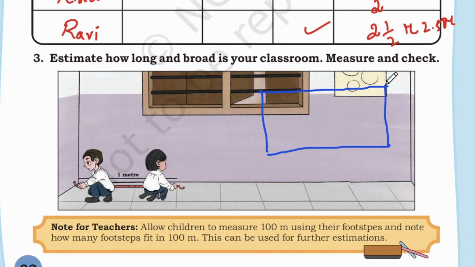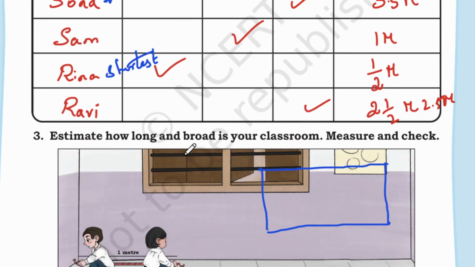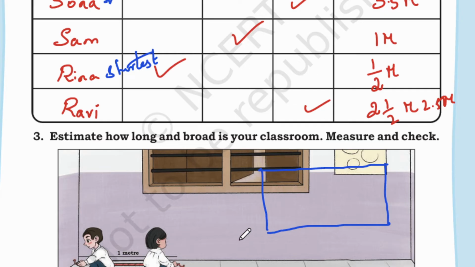Okay, and you can measure and write the answer. How much is the length and how much is the breadth? It depends. Allow children to measure 100 meters using footsteps and note how many feet fit in 100 meters. This can be used for further estimation. Your class teacher will help you to do this activity, students.